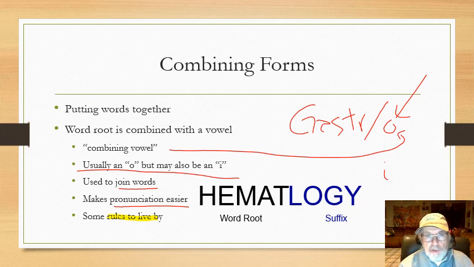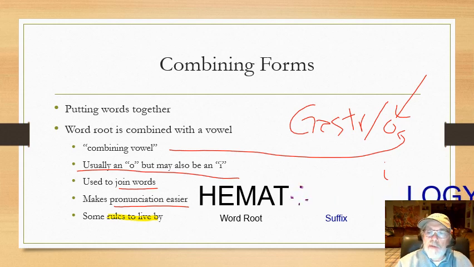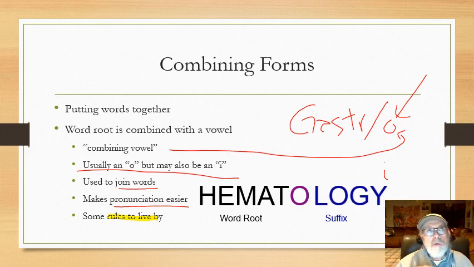So here's what I want you to do. I want you to take that word and just pronounce it to yourself. Does that sound right? Doesn't sound right to me. Hematlogy, something is wrong. What do you think I need? I think I need a combining vowel. So I'm going to move the logi over to the side, add that combining vowel, which in most cases is an O, and bring it back. Hematology. Wow, that sounds good.